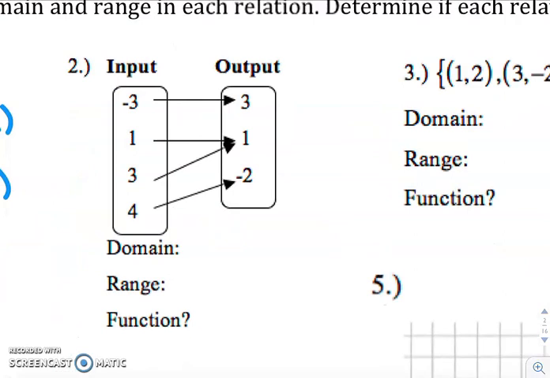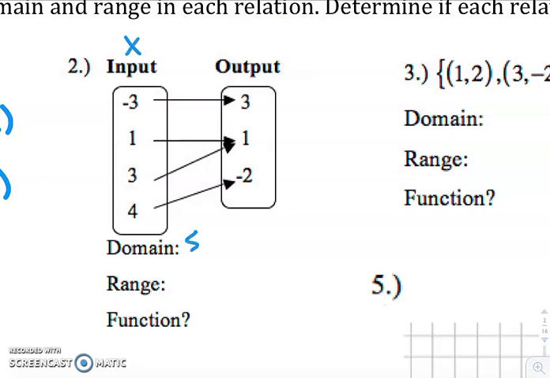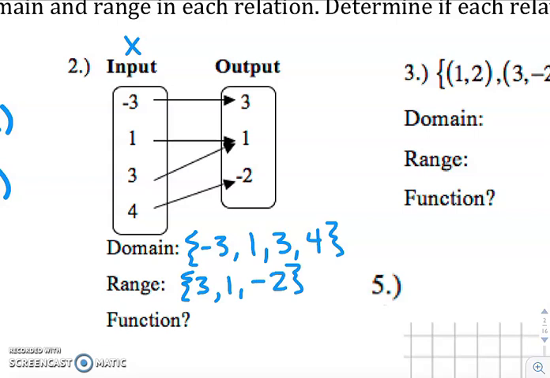So how about number 2? Your domain, just listing those x values, which is the input: -3, 1, 3, and 4. Range is going to be your output: 3, 1, -2. So is this a function? Again, you don't care if the y values repeat. They are allowed to repeat. You can have the same y value with multiple x values. What you're looking for is that these don't have more than one branch coming off of them, because that means it doesn't have the same x value repeating at all. So in this case, this would be a function.